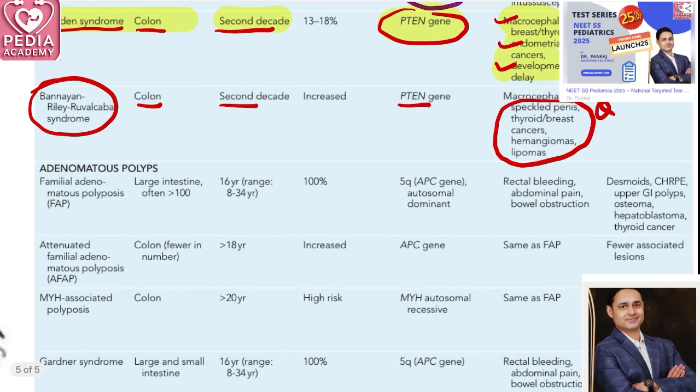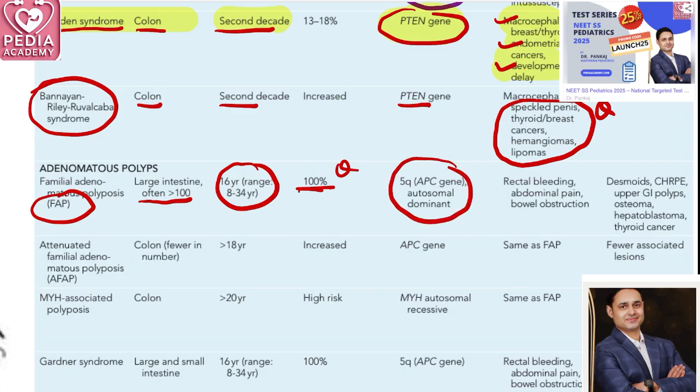Adenomatous polyposis. This is familial adenomatous polyposis. It is seen in the large intestine and more than 100 lesions are there. Age group is 16 years, but the range is 8 to 34 years. 100% risk of cancer, very much important. The gene locus is 5q, APC gene, it is autosomal dominant, PYQ.